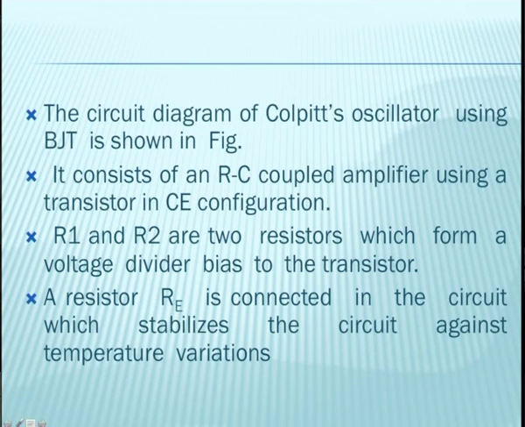So, the circuit diagram of Colpitt's oscillator using bipolar junction transistor is shown in this figure. This is an RC coupled amplifier using a transistor in common emitter configuration. Resistors R1 and R2 are the two resistors which form voltage divider bias to the transistor. A resistor Re is connected in the circuit which stabilizes the circuit against temperature variation. So Re is the emitter resistor.